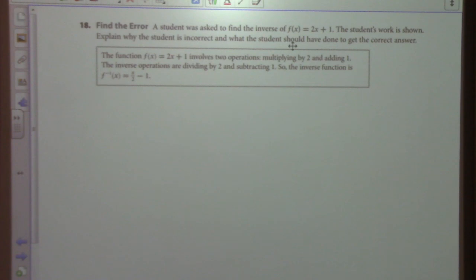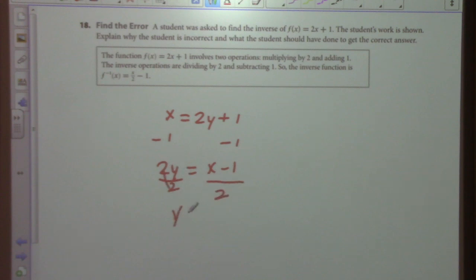They didn't divide the y-intercept? So Connor says he didn't divide the y-intercept. They should have divided by 2. Yeah. Okay. So for this one, he had x equals 2y plus 1, is that right? And then 2y equals x minus 1, then divide by 2, you should get y equals x over 2 minus 1/2. So he didn't divide the 1 by 2, right? Okay. All right. So that's it.